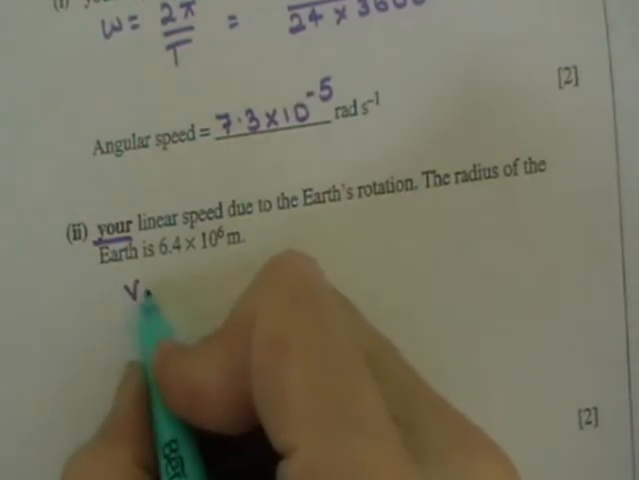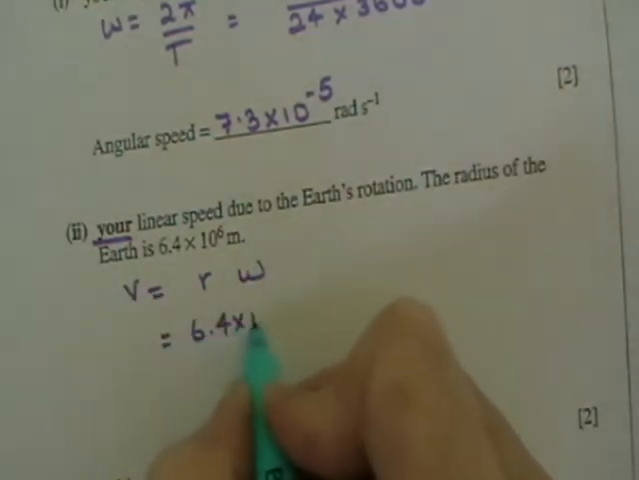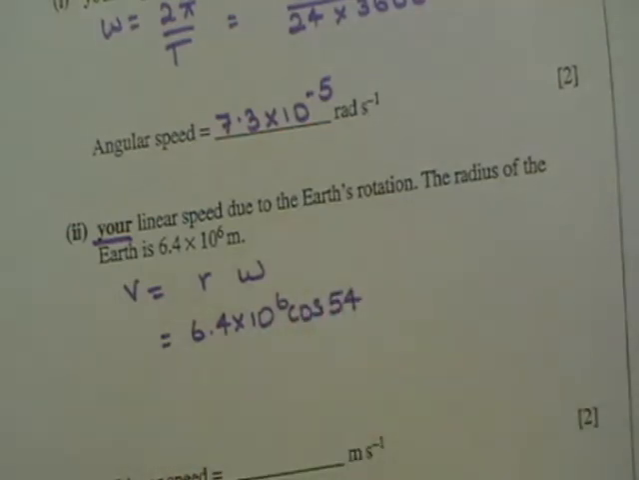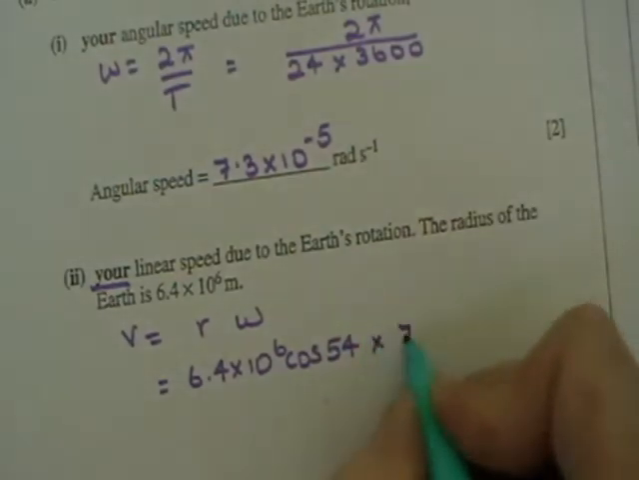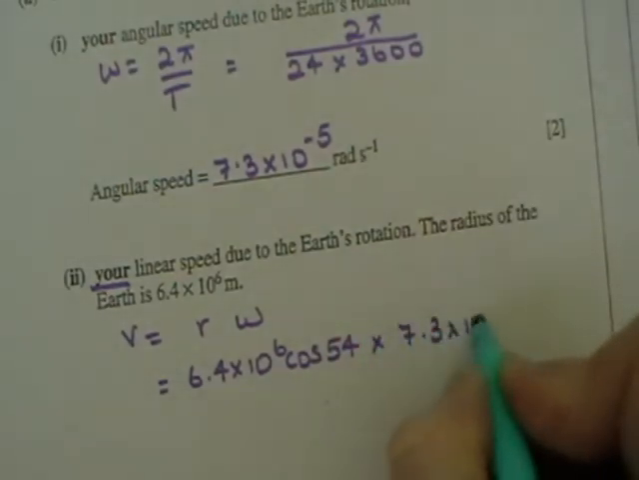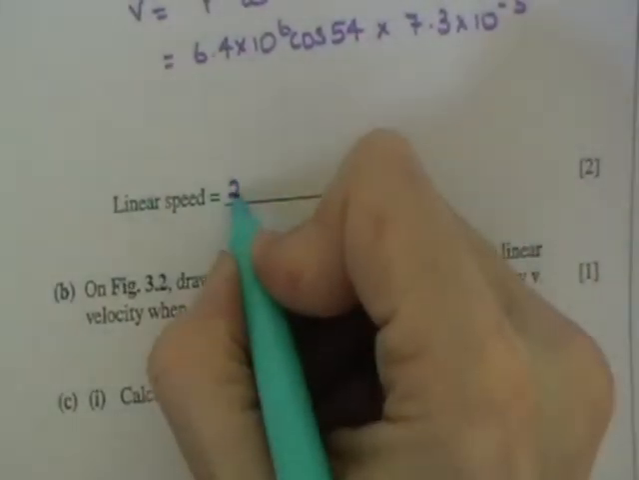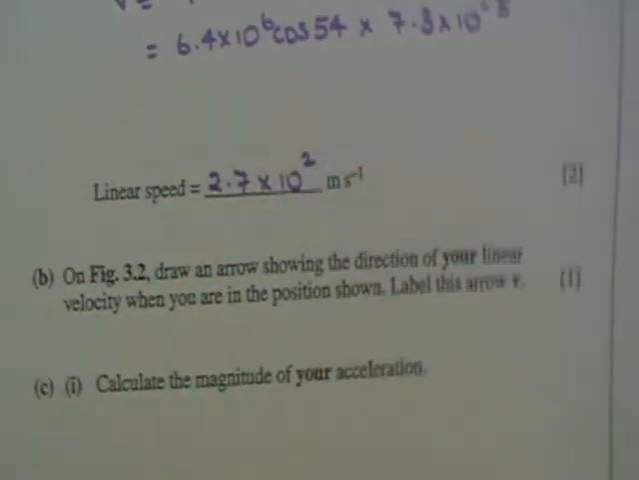So v is equal to r omega. Our r value is 6.4 by 10 to the 6 times the cos of 54. And omega then is this value here, 7.3 by 10 to the minus 5. And that comes out to be 2.7 by 10 to the 2 metres per second.